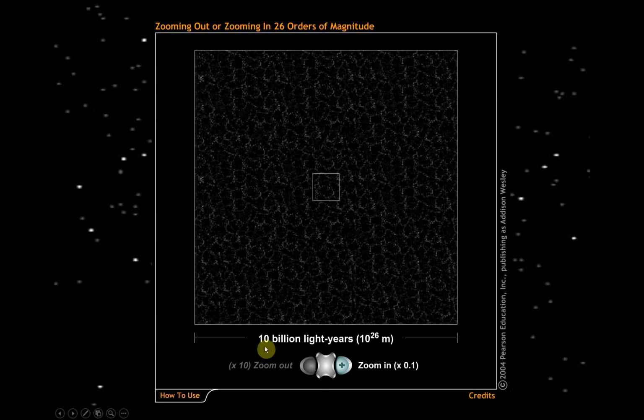So let's take a look at this. Here we're looking at the universe. And this is the kind of pattern that you can actually see when you look at the universe on a very, very large scale. Gravity organizes itself, and we end up with this kind of mottled, textured pattern to all of the galaxies and all of the material in the universe. And here we're looking at a scale of about 10 billion light years across, or 10 to the 26 meters, 10 with 26 zeros after it. And now we're going to zoom in.